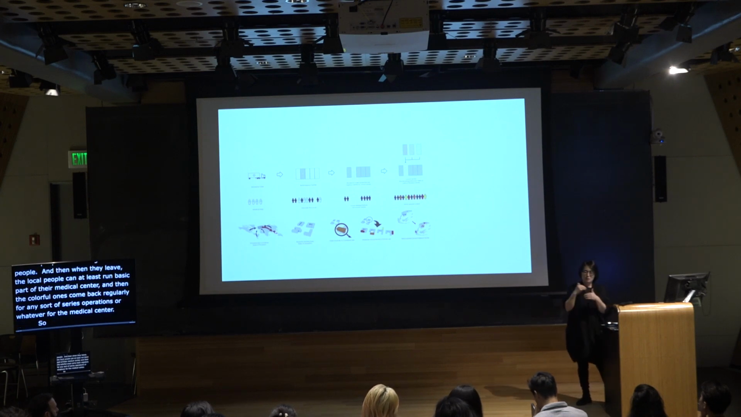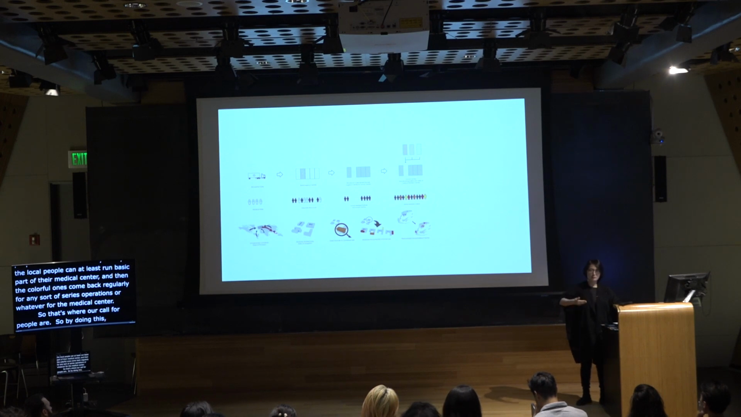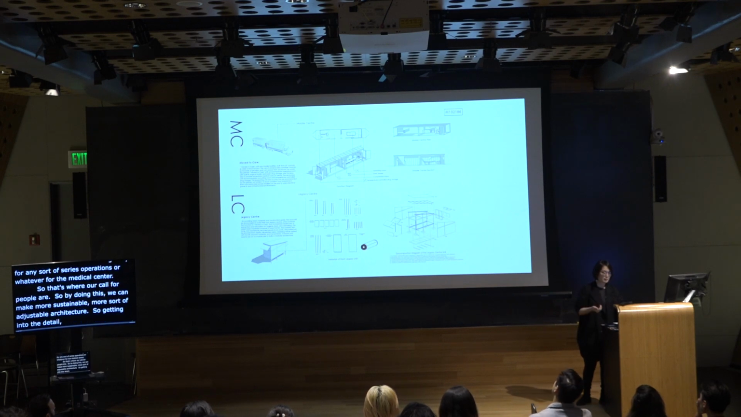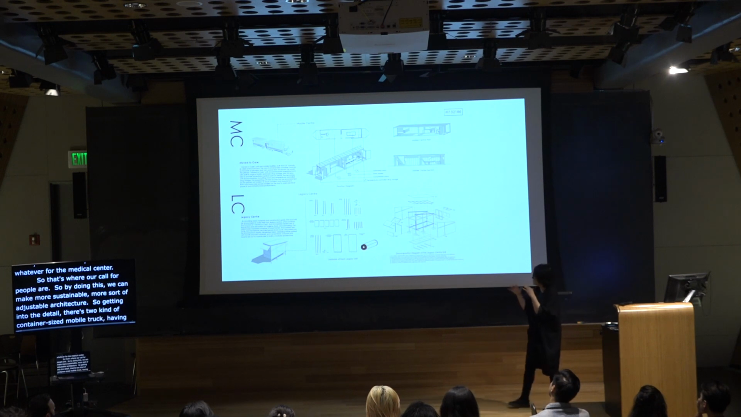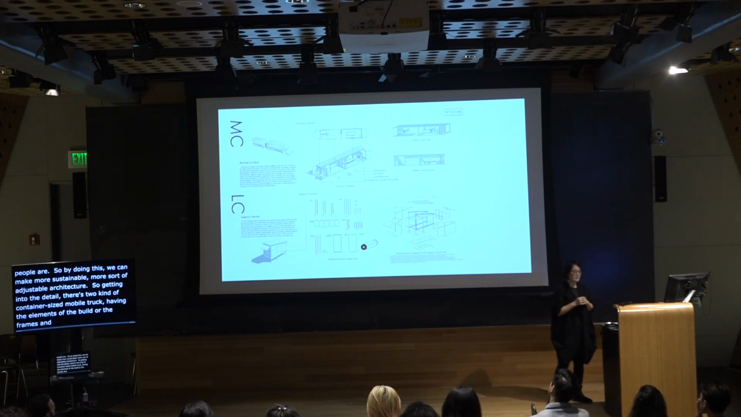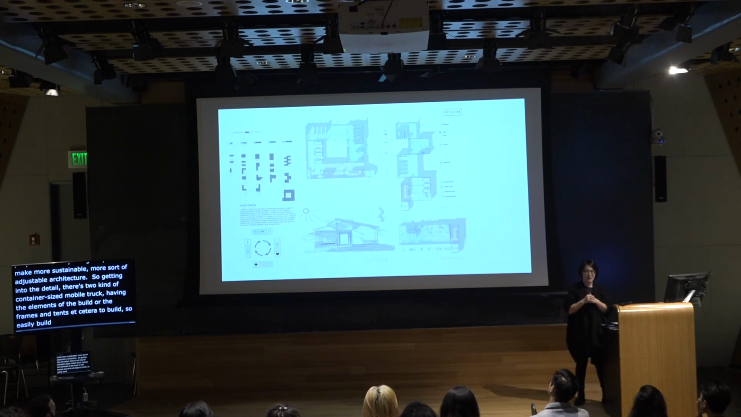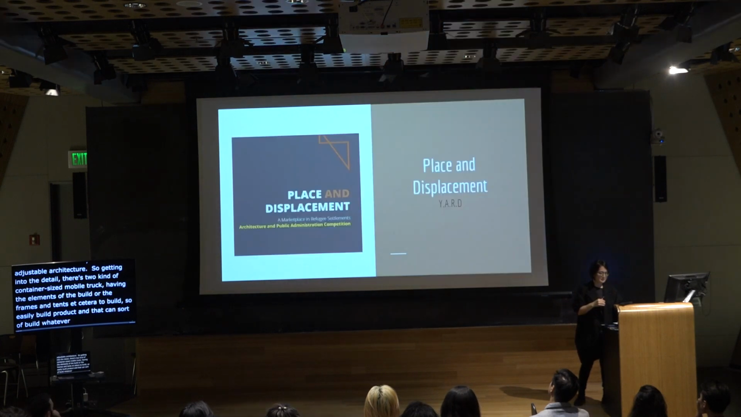By doing this, we can make a more sustainable, more adjustable architecture. Getting into the detail, there are two container-size mobile trucks carrying the building elements, the frames and tents, etc. It's an easily built product that can make whatever layout they want on site.